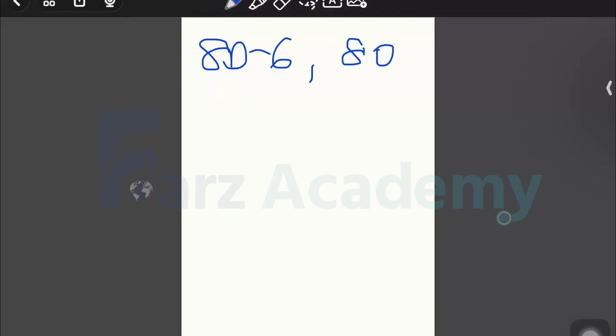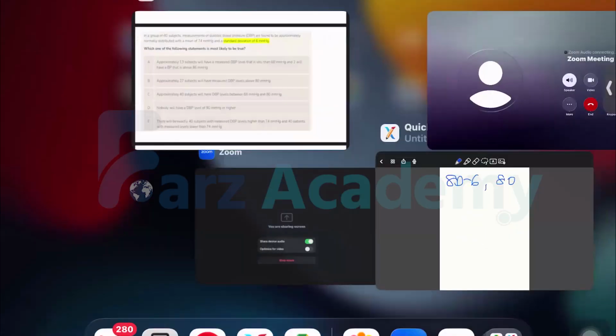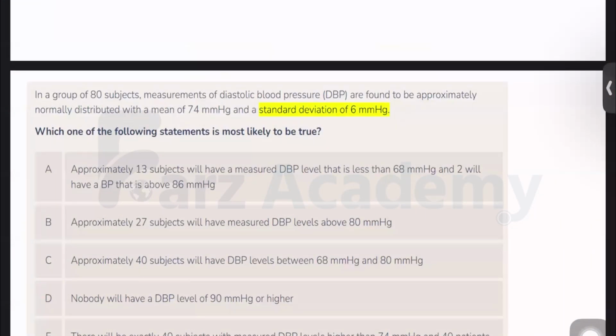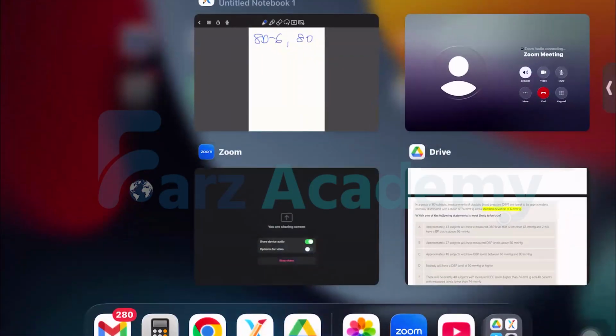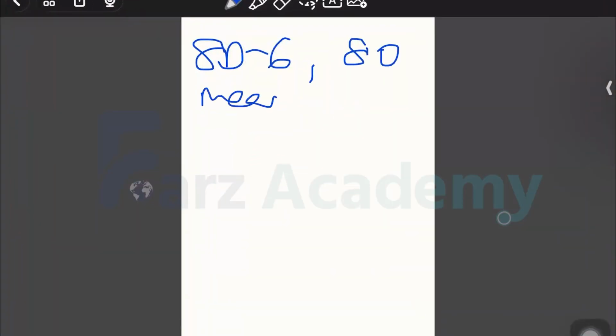Okay. So in a group of 80 subjects, measurements of diastolic blood pressure are found to be approximately normally distributed with a standard deviation of 6 and a mean of 74. So mean is 74. We know for a normal distribution, 68% values lie within one standard deviation, 95.4, so approximately take it as 95 for convenience, lies within two standard deviations, and 99.7 lies within three standard deviations. So here one standard deviation is 6 mm of Hg, above and below the mean.